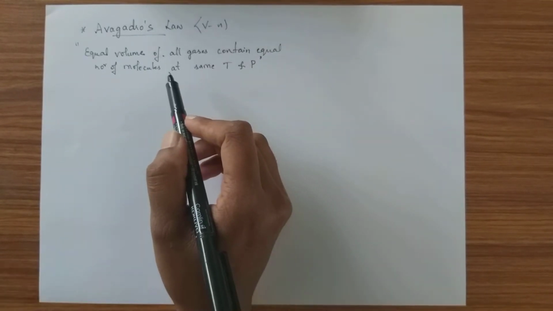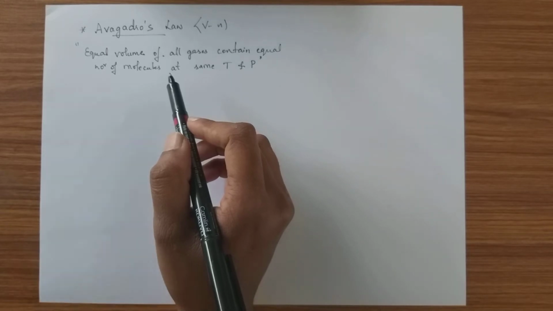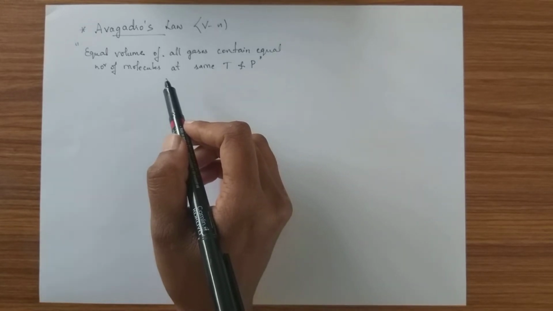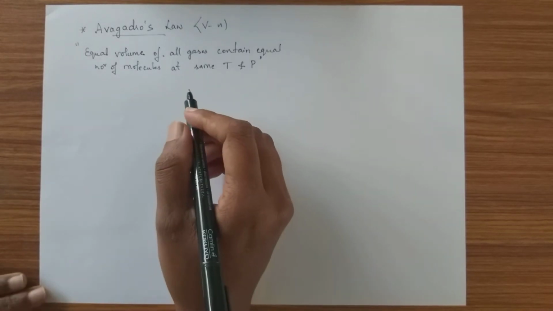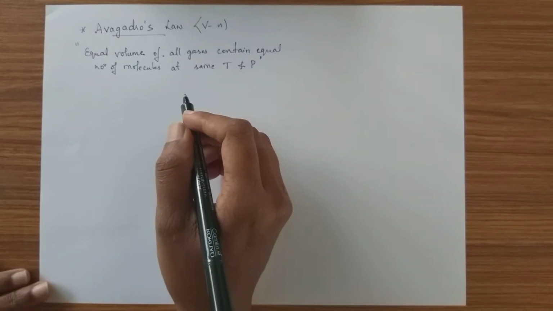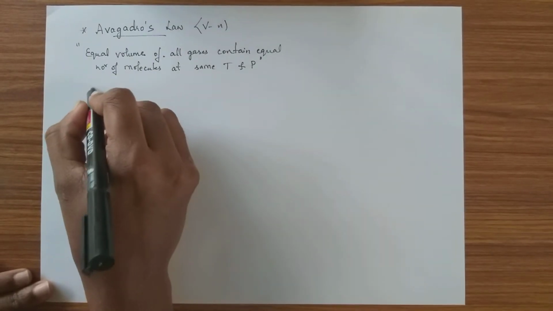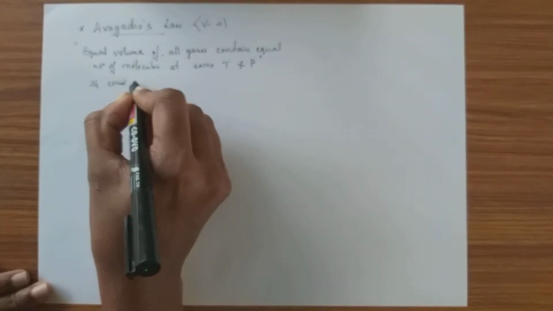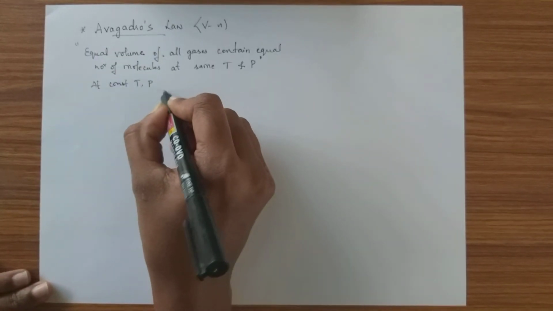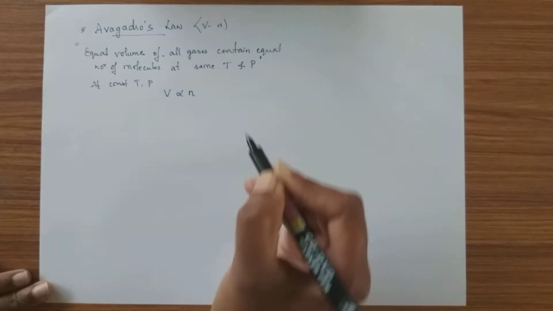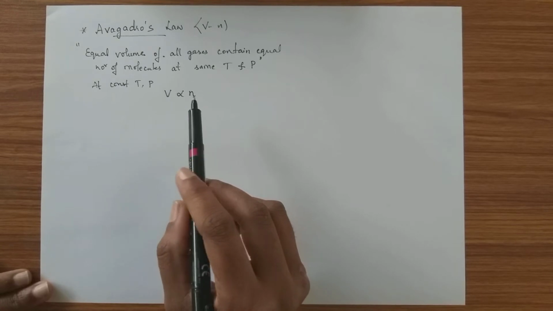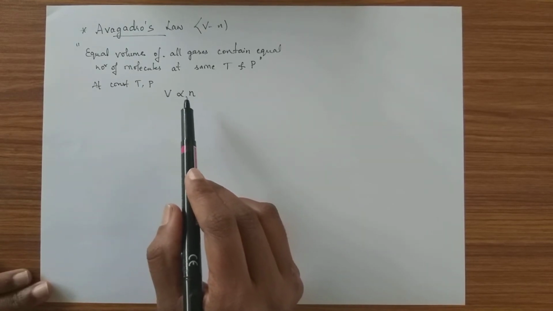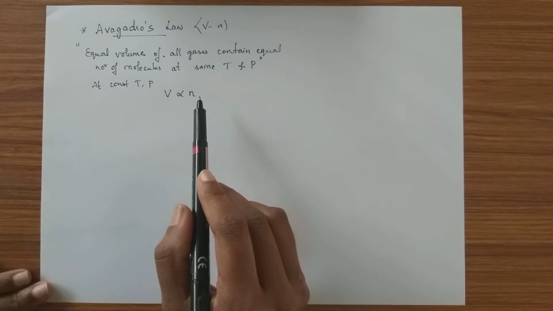So when we consider a particular volume of gas, it contains an equal number of molecules. So directly here volume depends on the number of molecules at constant temperature and pressure. Coming to the mathematical expression, at constant temperature and pressure, volume is directly proportional to N, that is the amount of molecules.